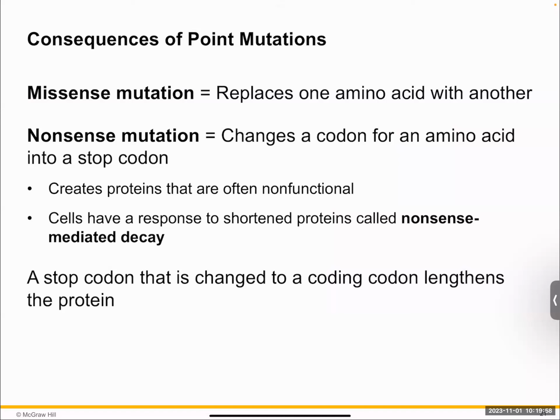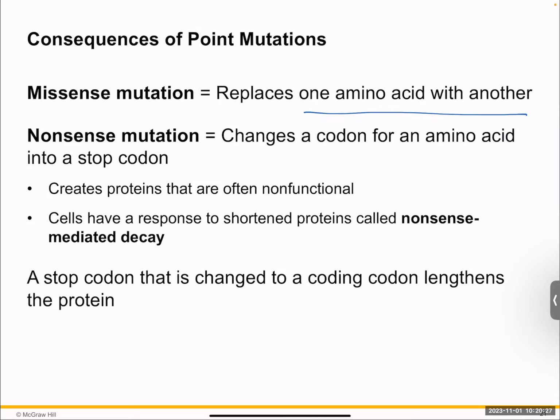Now, these point mutations that I talked about, let's look at the consequences. So one of the consequences of having these point mutations is called missense mutation, which causes a replacement of one amino acid with another amino acid. So you simply change the amino acid by adjusting or modifying that single individual nucleotide within your DNA sequence.